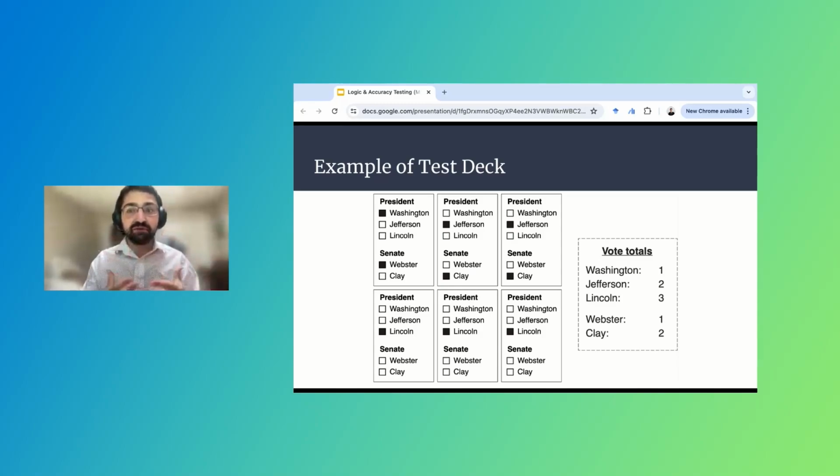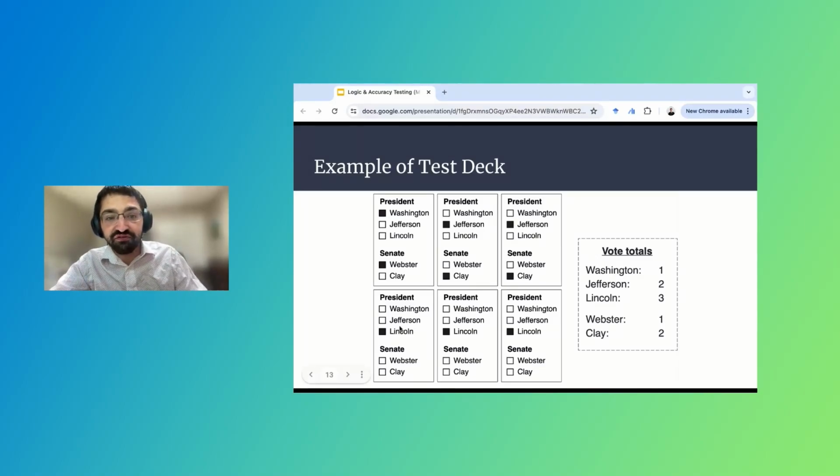And in this slide, I've shown an example of a test deck for this election comprised of 6 ballots. And this test deck in particular satisfies the most stringent requirements currently in place by any state. Namely, it's required in about 17 states that the test deck must give a different number of votes to each of the candidates within the same contest. More specifically, in this test deck, we observe that the first ballot gives a vote for Washington and Webster. The second 2 ballots at the top each give votes for Jefferson and Clay. And the final 3 ballots on the bottom each give a vote for Lincoln.